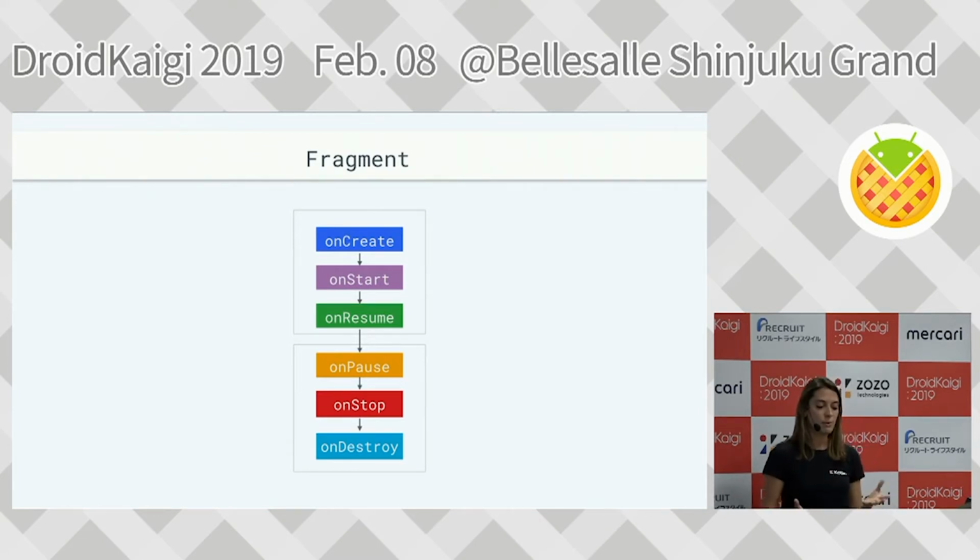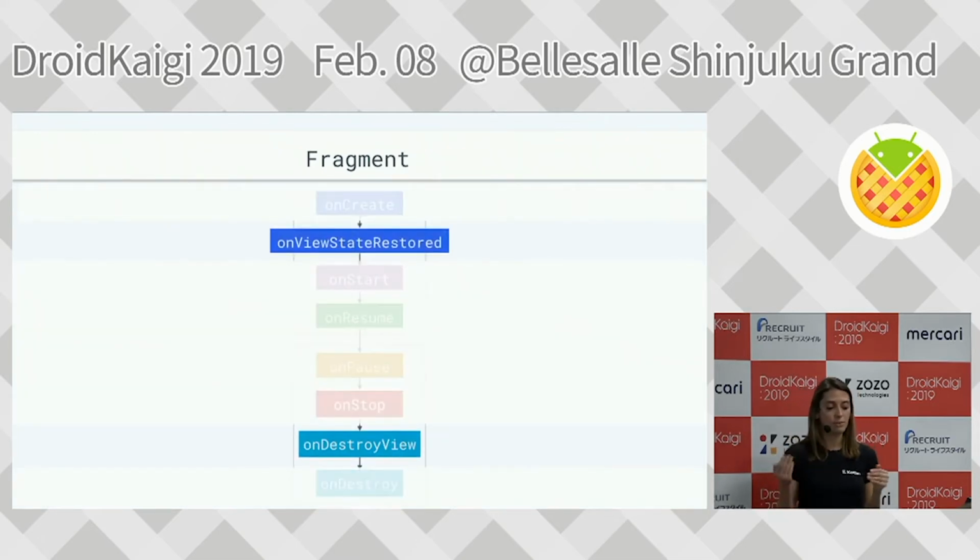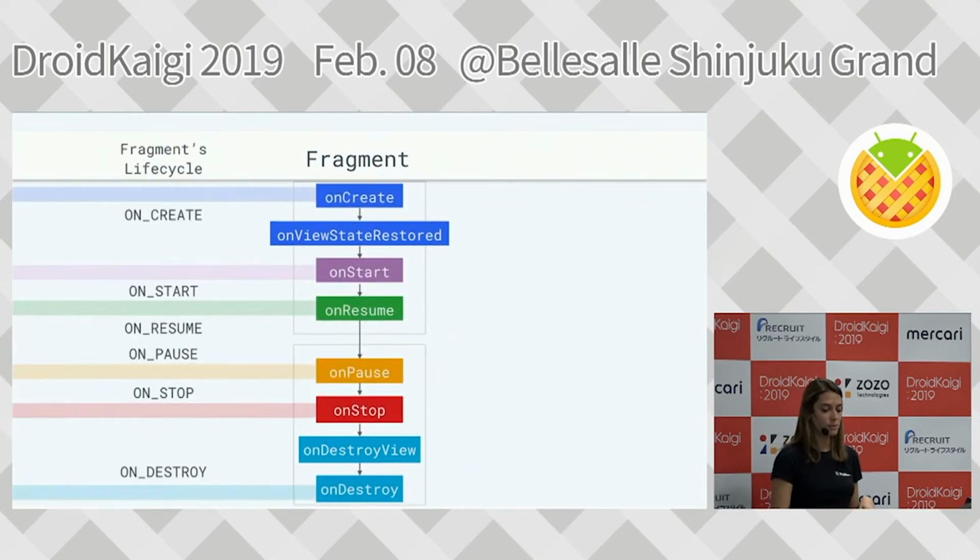So of course, these are related to the main methods of a fragment. So I won't go over onCreate, onStart, onResume, and so on. But the ones that we care a lot about are onViewStateRestored and onDestroyView, because these are the ones related to the lifecycle of a fragment's view. So these are the events and states for the fragment lifecycle. They're pretty much the same as the ones for an activity.